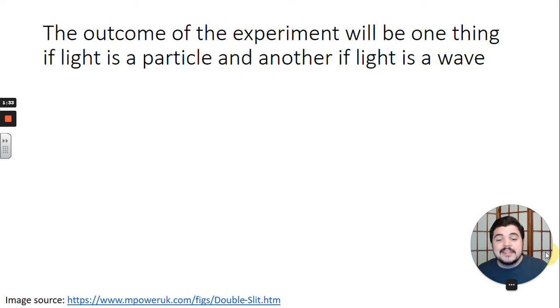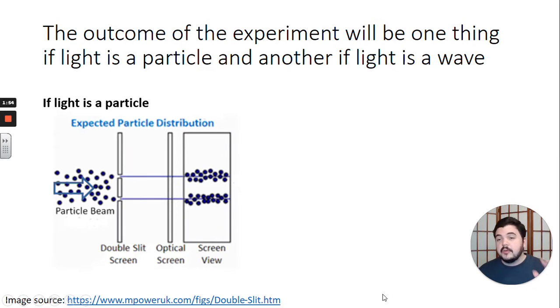The results of this experiment will be different if light is a particle compared to if light is a wave. And so, since this experiment gives different predictions for those two different hypotheses, we can use it to figure out which light actually is.